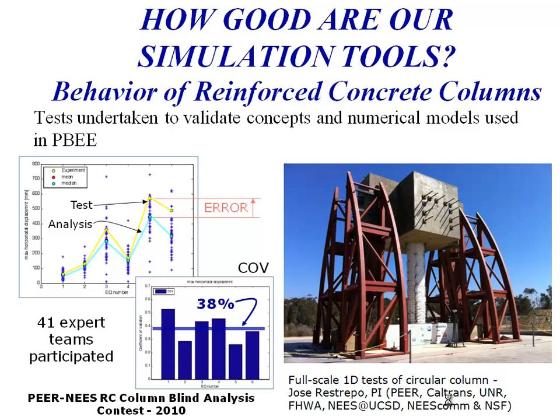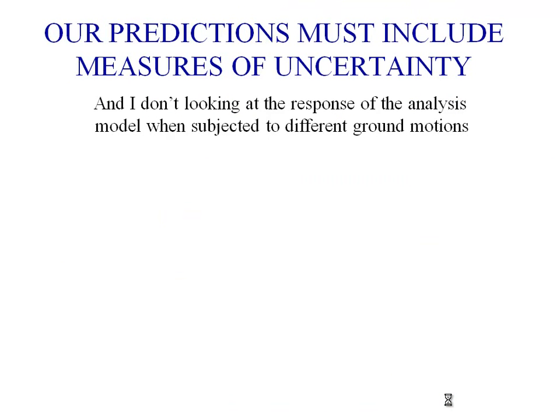And then the other reason is we're dealing with materials where there's uncertainty, and it's just not being captured in the models. So when I'm talking about our predictions must include measures of uncertainty, I'm not just talking about taking one model and running seven or eight ground motions through it to get the variation in our response.